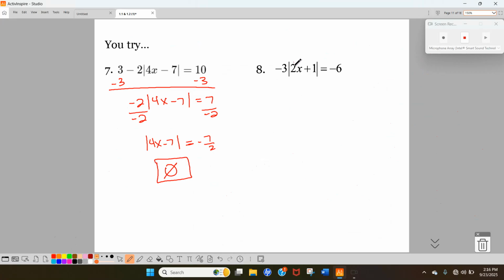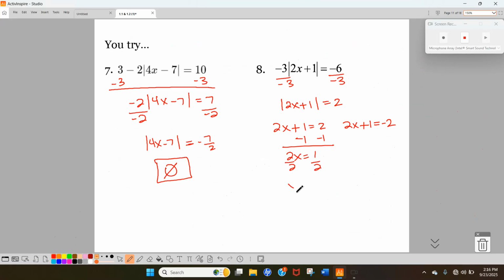All right, number 8, we're going to divide by -3. Then make our two problems. And then to solve, we subtract 1 on both sides, divide by 2 on both sides, and we get x is 1/2. Subtract 1 on both sides, divide by 2 on both sides, we get -3/2.